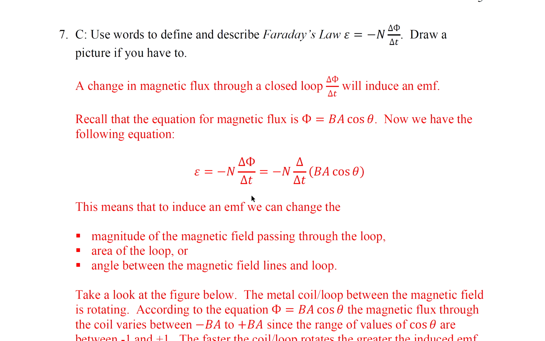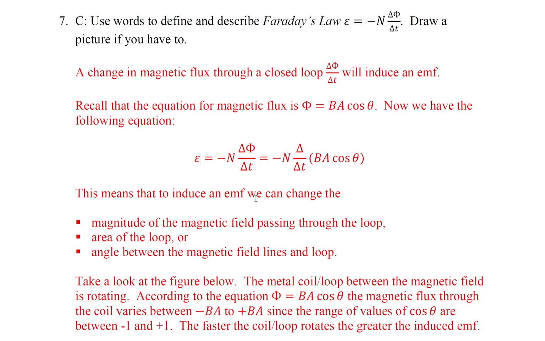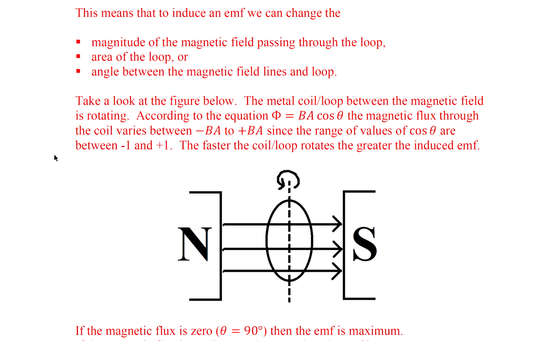EMF equals minus n d phi dt. Phi is Ba cosine theta. So if B changes, or A changes, or theta changes, then we're going to get an EMF. And if we get an EMF, then we're going to get a current going through the loop. So this means that to induce an EMF, we can change either B, the magnitude of the magnetic field passing through the loop, A, the area of the loop, or theta, the angle between the magnetic field lines and the loop. Okay.